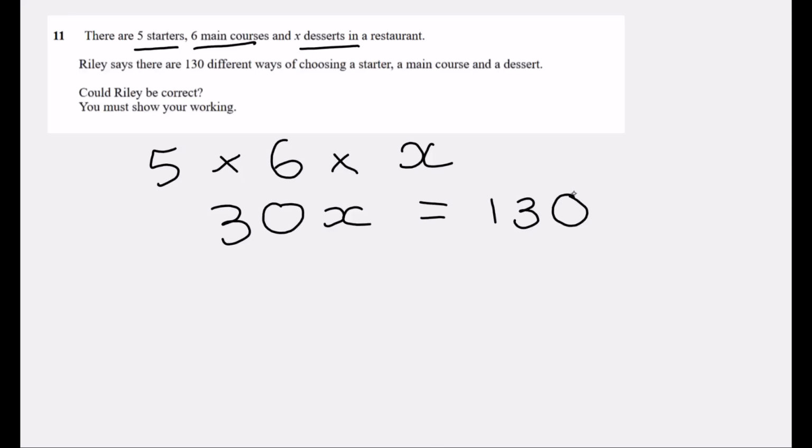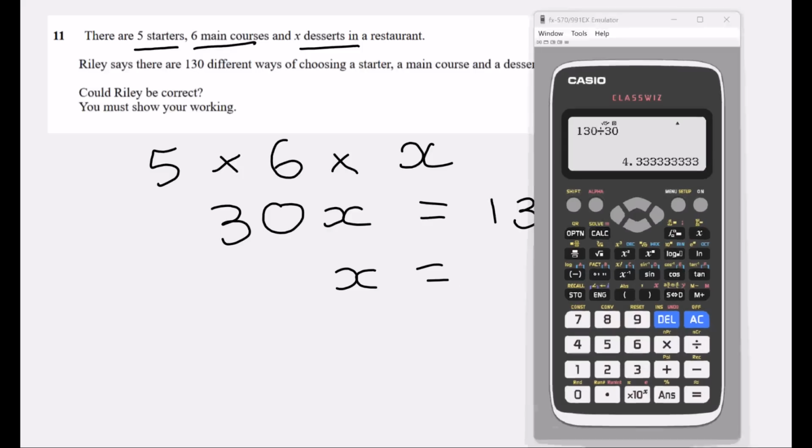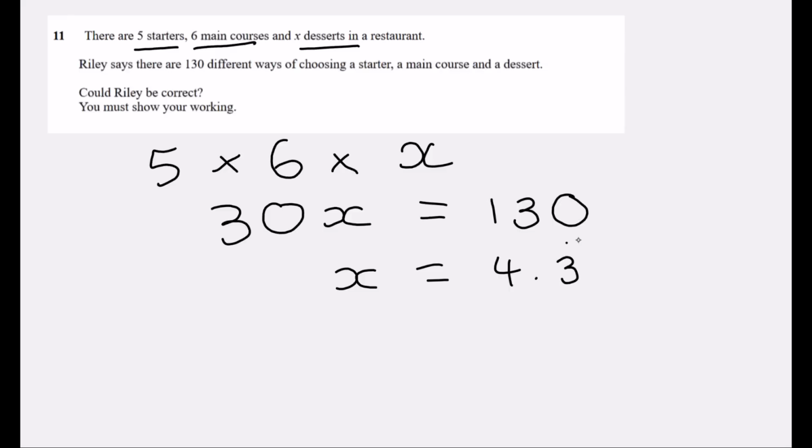And x is going to have to be a whole number. And it can't be, because 130 isn't a multiple of 30. If we divide 130 over 30, x would have to be 4.3 recurring. And we can't have 4.3 recurring desserts. So no, x has to be a whole number.